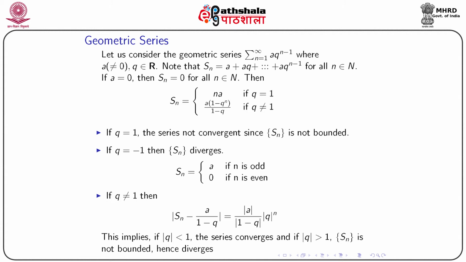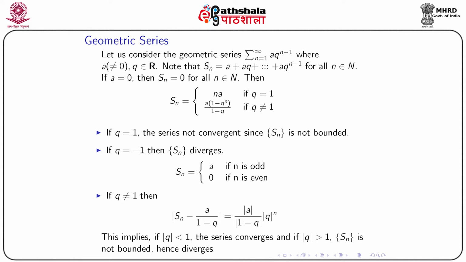Now what will happen if q is equal to 1? If q is equal to 1, the series is not convergent because Sn is not bounded, because Sn is a into n. As n increases, Sn will also increase. If q is equal to minus 1, then also Sn diverges. Then Sn will be a if n is odd, and if n is even, then it will be 0.